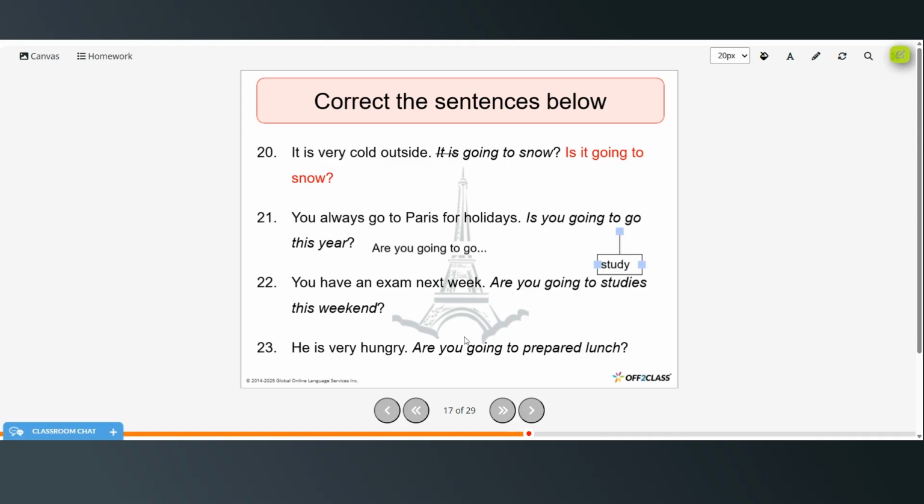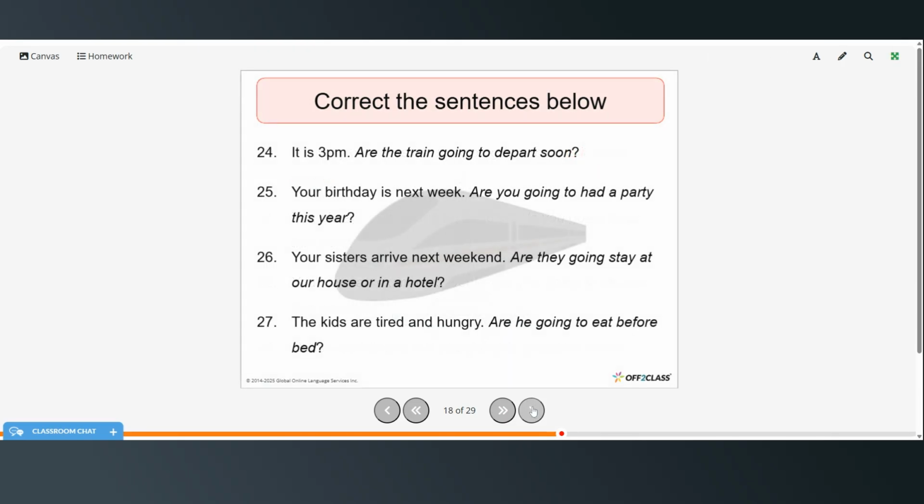He is very hungry. Are you going to prepare lunch? So this should be, are you going to prepare? Because we use the infinitive form. It's 3 p.m. Are the train going to depart soon? Well, the train is an it, so we wouldn't use are, we would use is. Is the train going to depart soon?